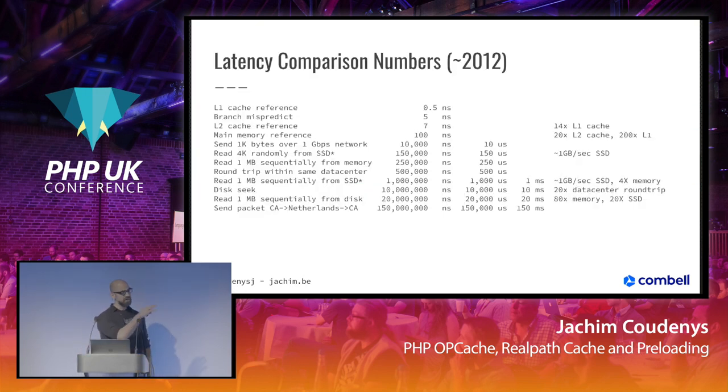So this is an example. It's a pretty famous gist where we have an overview of the different latency numbers. At the top we have the L1 and L2 caching from the CPU, and you see that every time we go a step further, if we want to read stuff from memory, we are a bit slower. If we want to read a megabyte from the hard drive, we're again a bit slower. If we want to add a round trip to a different data center, everything gets slower. So we want to keep everything as close to the CPU as possible.